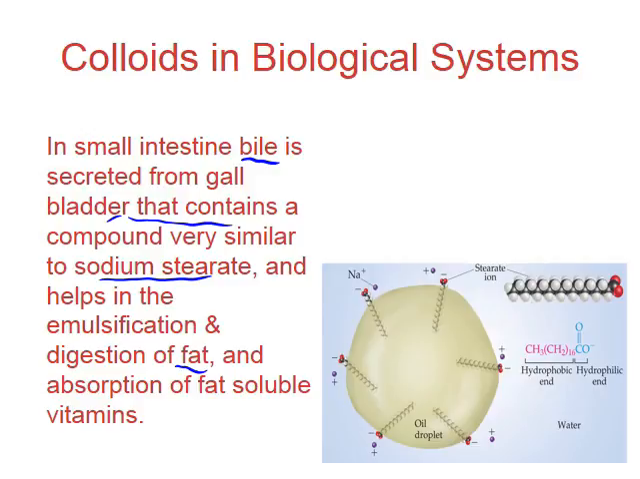So in this figure you're seeing how bile helps. It has one end, which is hydrophobic, that attaches to the oil droplet or fat, and the charged end that faces water. So that's how the whole particle of fat goes in water solution as a colloidal solution.